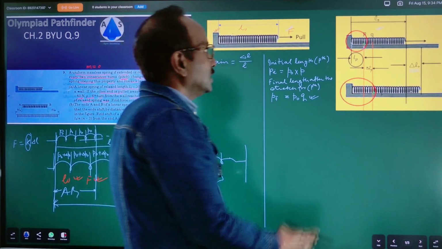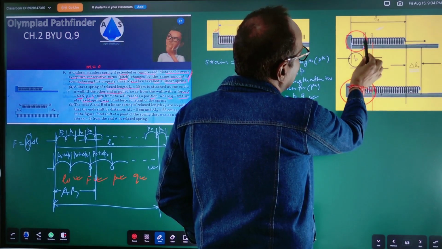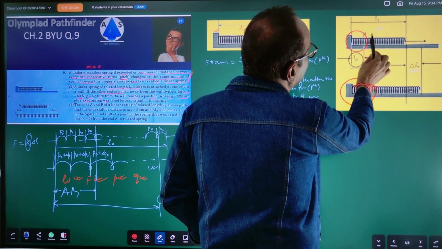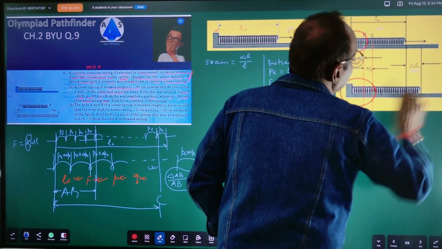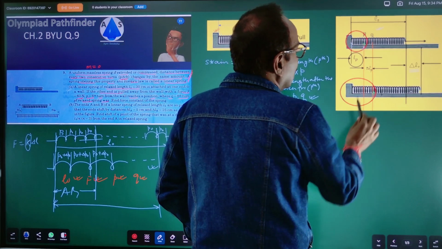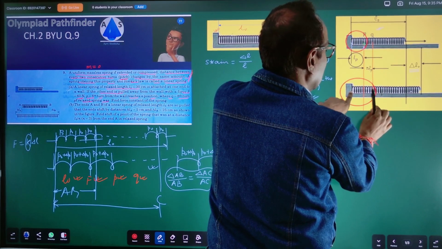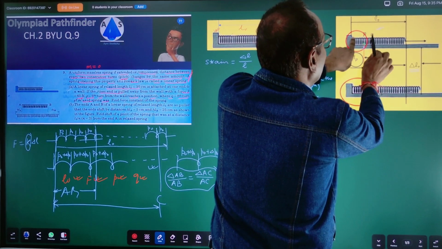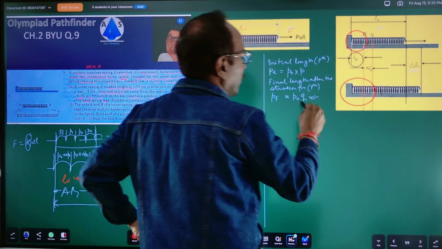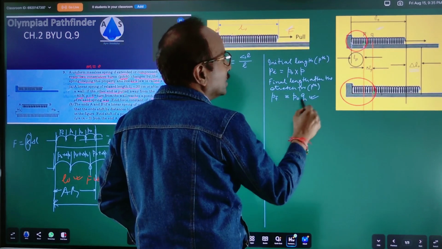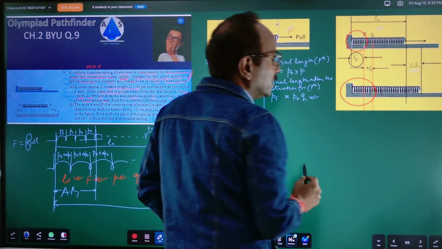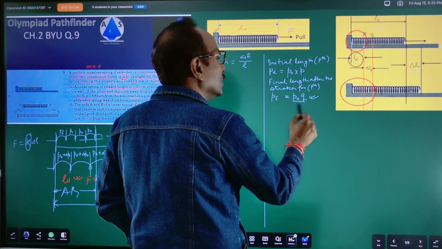As per the question, it is said that P has taken the place of Q when the stretch is complete in this spring. So now this length has become equal to this length. But this length we already know from here, because the initial pitch was P naught and there were Q turns. So P naught into Q.